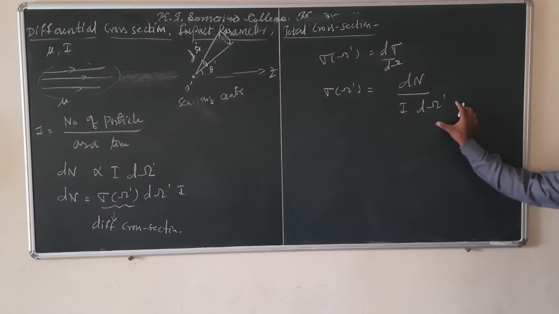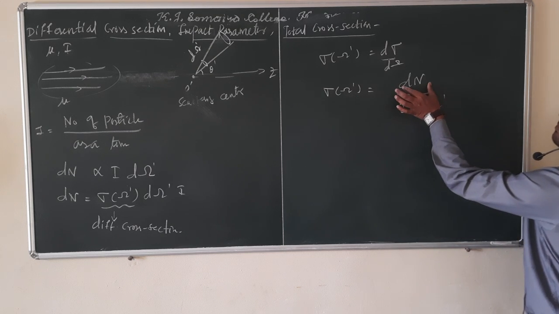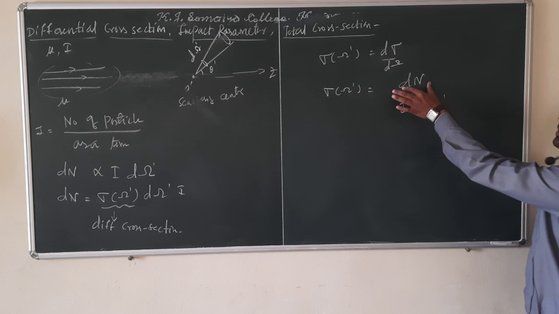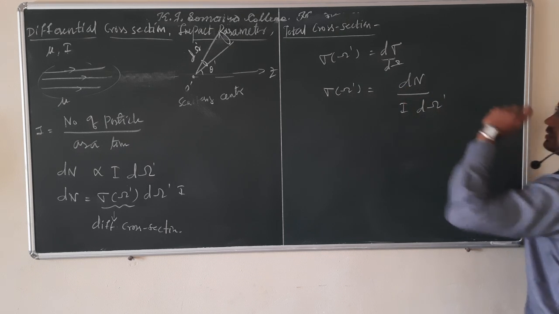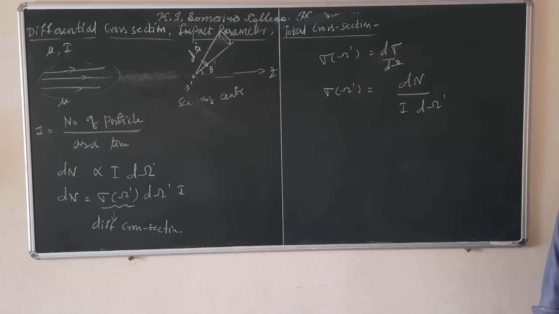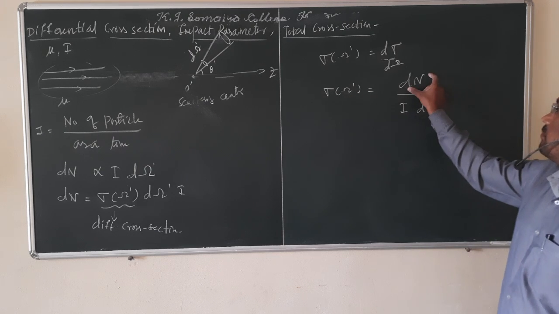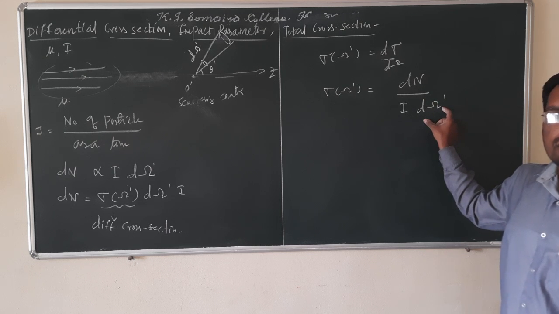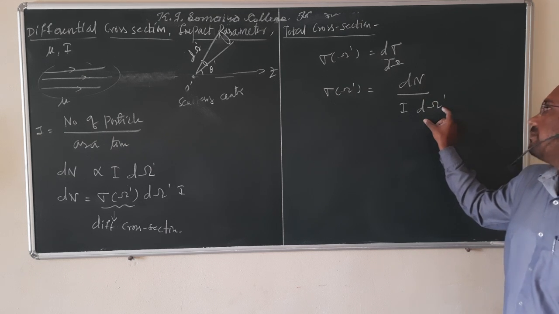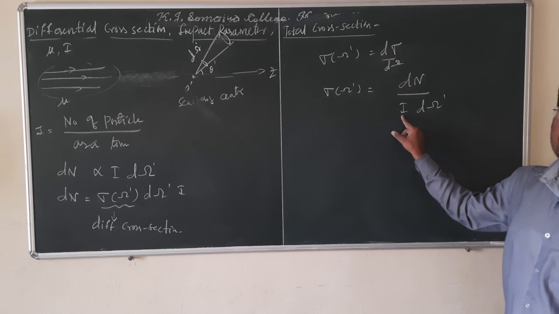So what is the definition of differential cross section? Differential cross section is defined as the number of particles scattered in solid angle d omega dash per unit incident intensity of the particle. Okay. I will repeat that definition again. Differential cross section is defined as the number of particles scattered in a given solid angle d omega per unit intensity of incident particles.